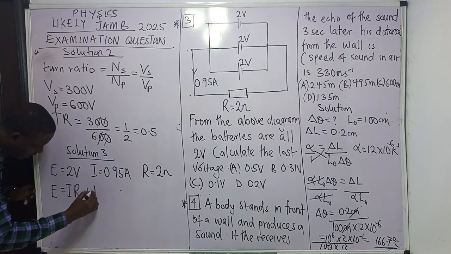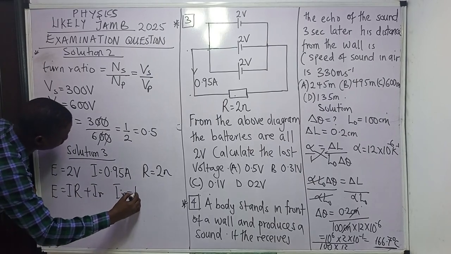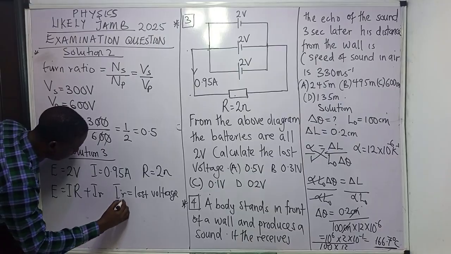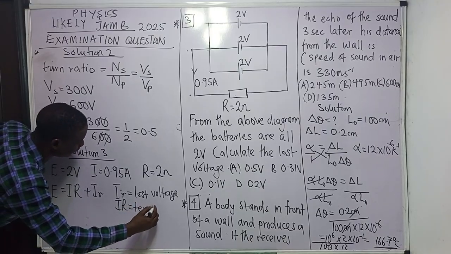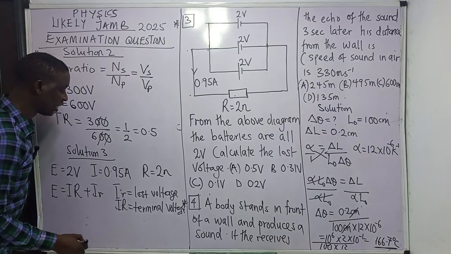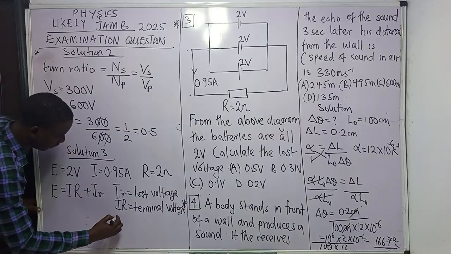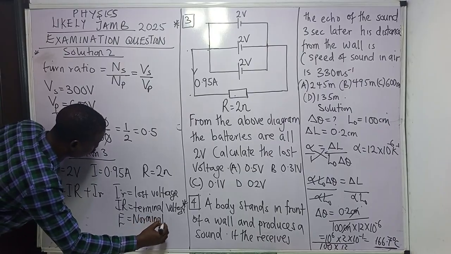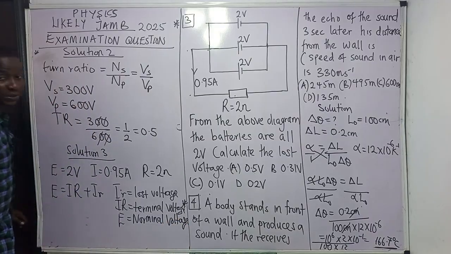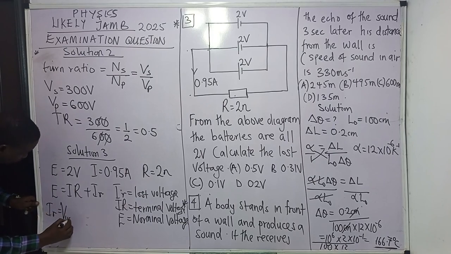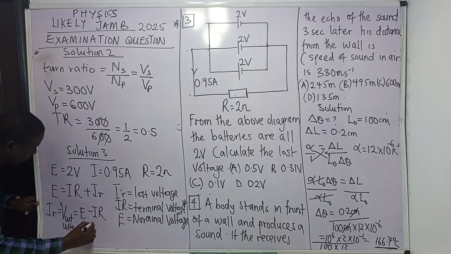Don't forget, EMF is equal to IR plus Ir, where Ir is what we call the lost voltage. Then IR is what we call the terminal voltage, or the potential difference as current flows through the circuit, while E is what we call the nominal voltage, or the EMF, electromotive force. So in that case, the lost voltage now becomes E minus IR.